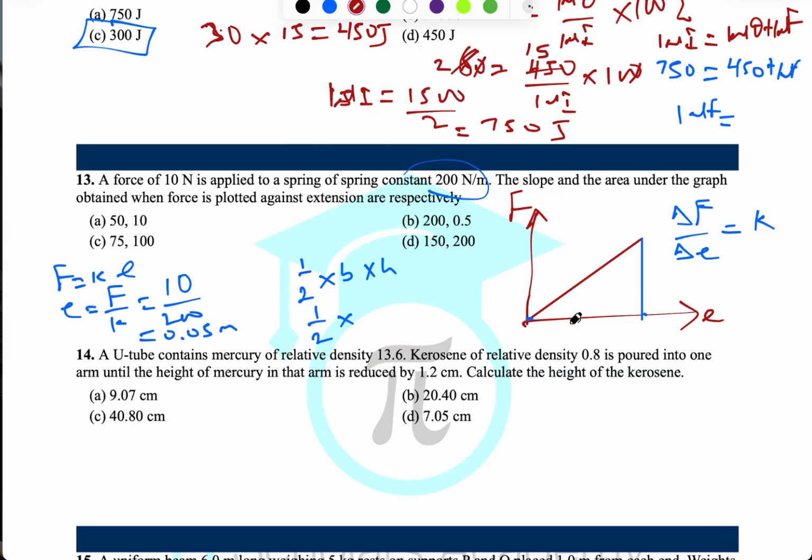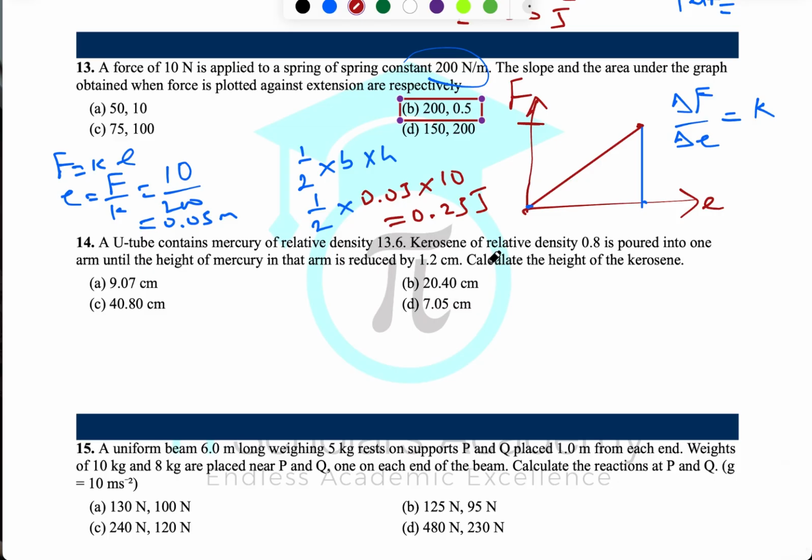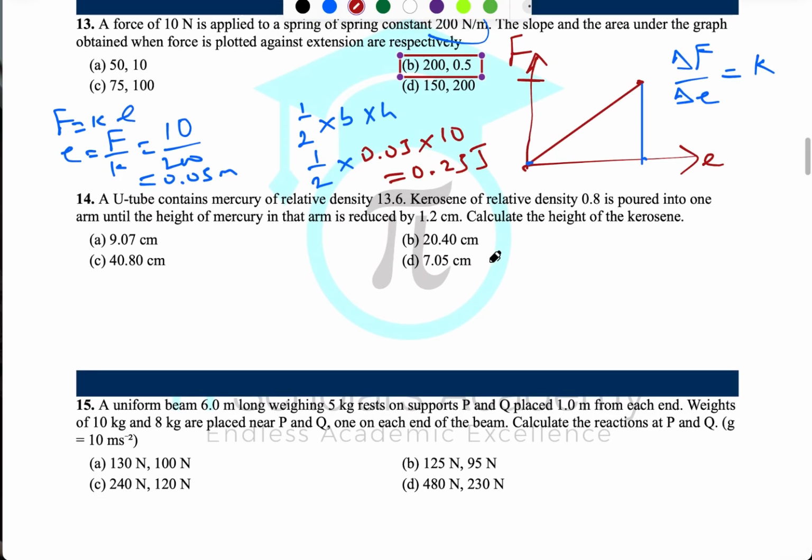So we have the work done now. Sorry, the area is going to be 1 over 2 times 0.05. And the height, in this case, corresponds to the force. So that is 10. 10 times 0.05 is 0.5. 0.5 divided by 2, that should be 0.25 joules. So the closest option there is option B. So it should have been 200 and 0.25. But the correct answers are 200 newtons per meter and 0.25 joules respectively.